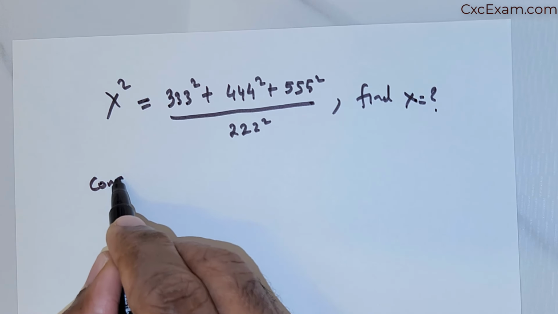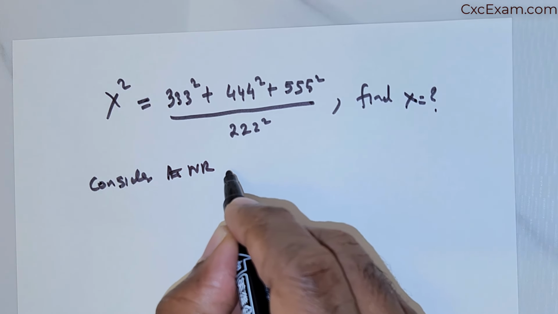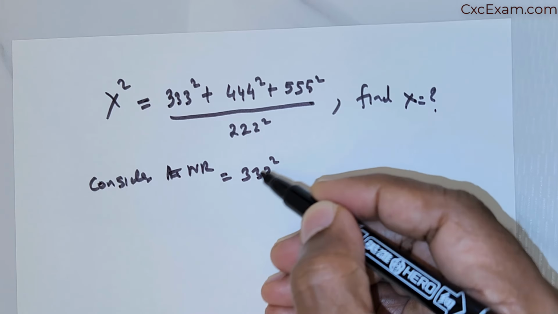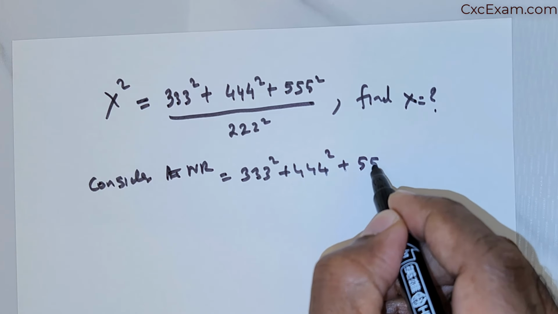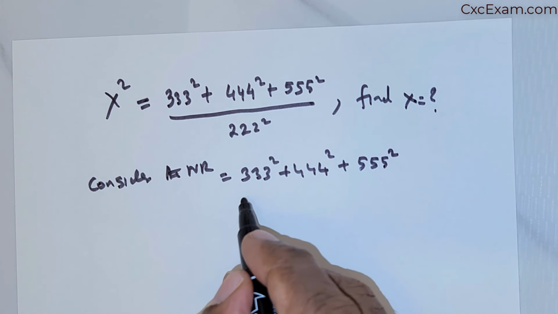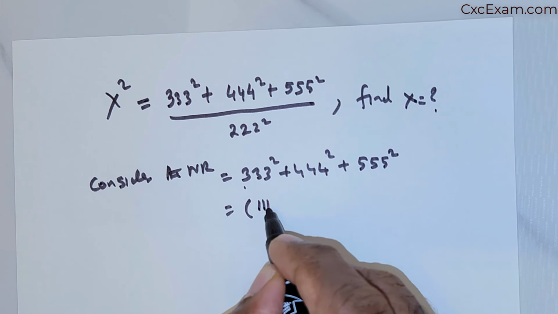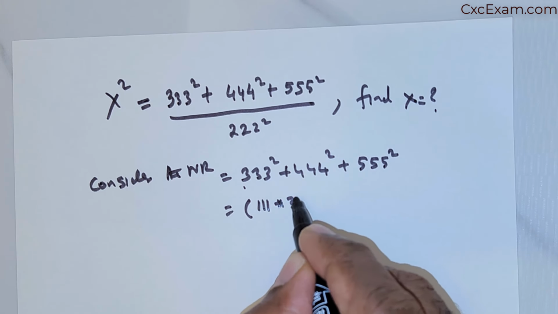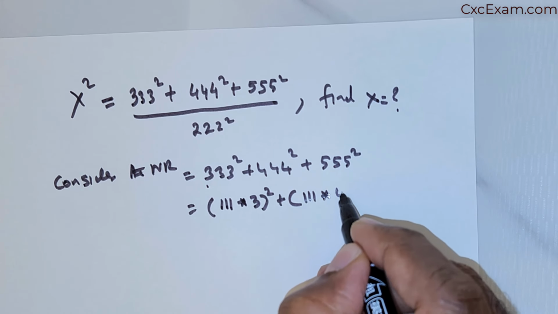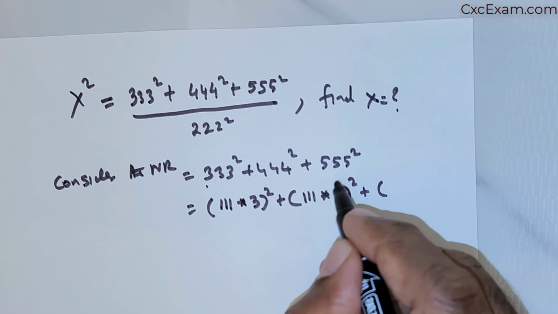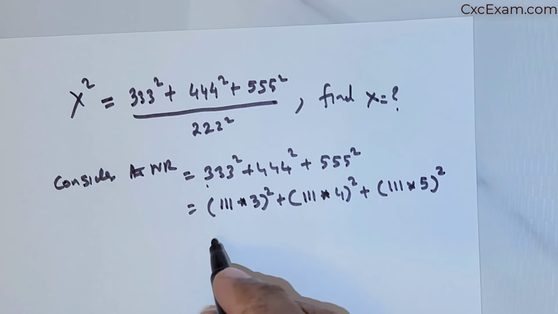So foremost, consider the numerator, which is 333 squared plus 444 squared plus 555 squared. I'm going to rewrite 333 as 111 multiplied with 3, 444 as 111 multiplied with 4, and 555 as 111 multiplied with 5, all raised to the power of 2.